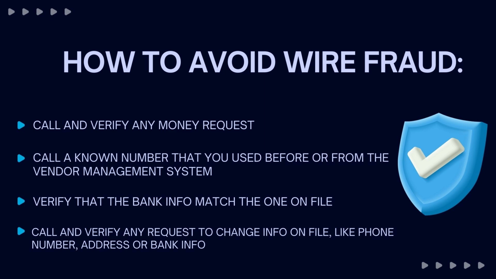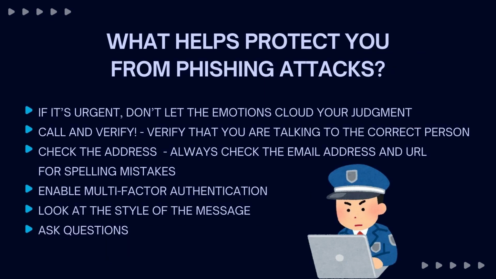Second, call a known number that you used before or from the vendor management system. Verify that the bank info matches the one on file. And the last, call and verify any request to change info on file like phone number, address or bank info. What helps protect you from phishing attacks?